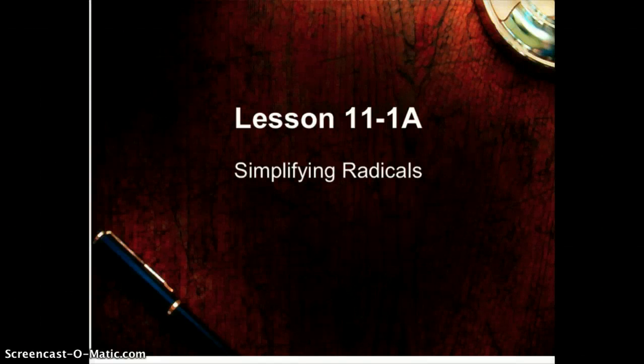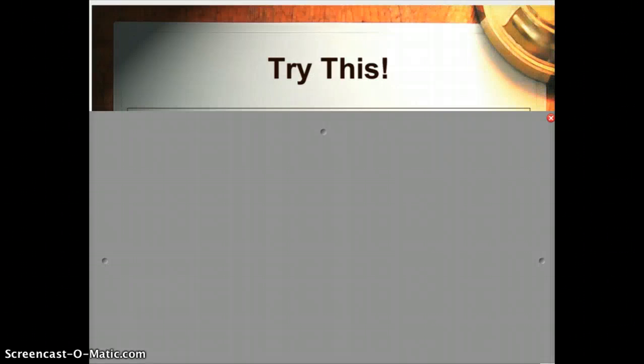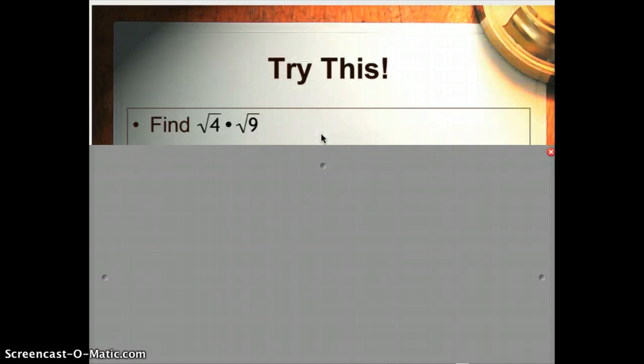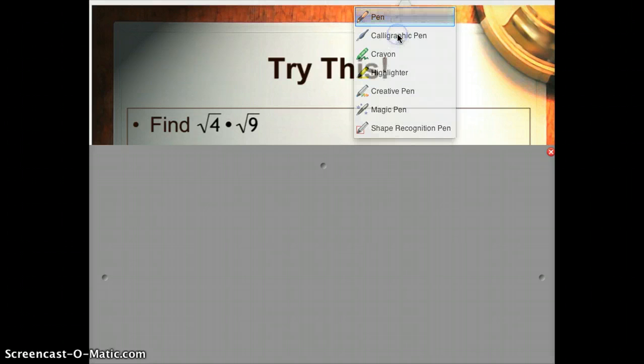Okay, today we're going to be starting chapter 11 and working on radicals, and today we'll be focusing on simplifying radicals. So to get into this, I want you to try a couple example problems before we start in the meat. If you try this, I want you to find square root of 4 times square root of 9. Okay, and you need to be following the proper order of operations.